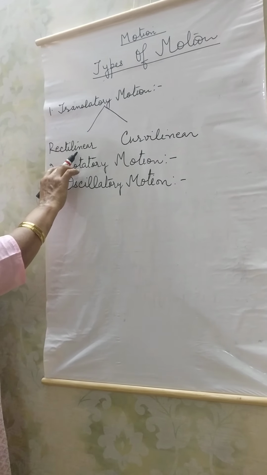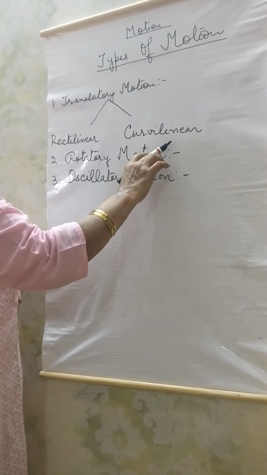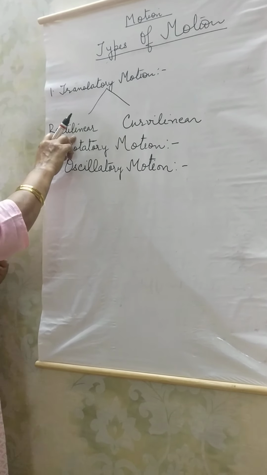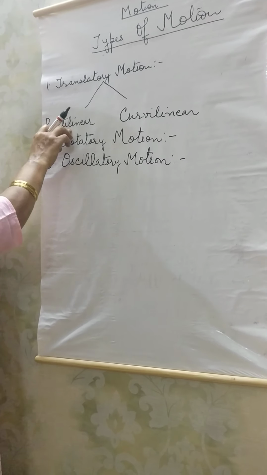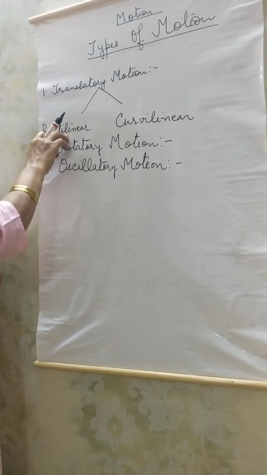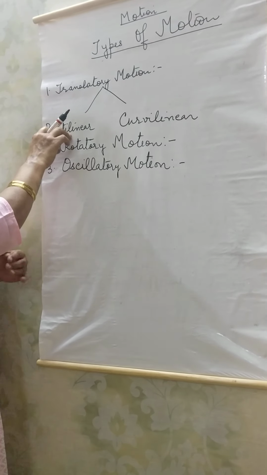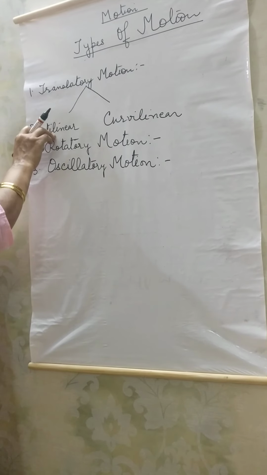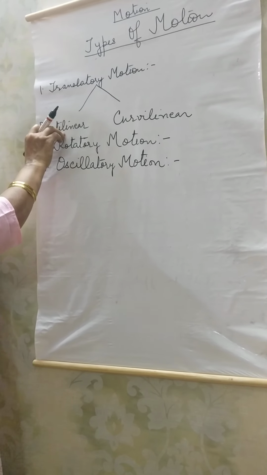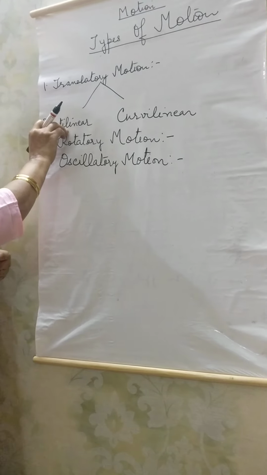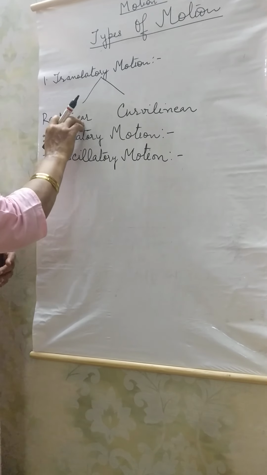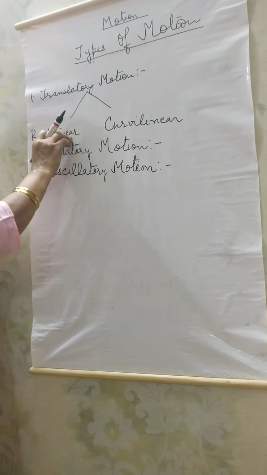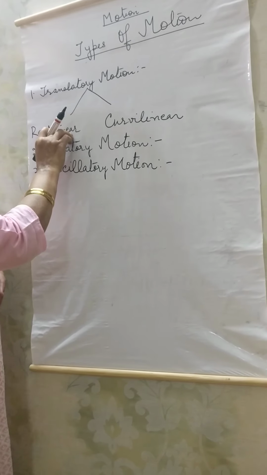First one is rectilinear motion and another is curvilinear motion. Rectilinear motion means when an object travels on a straight path. For example, light traveling in a straight line. You have learnt in the chapter light that this phenomenon is known as rectilinear propagation of light. A child sliding from the slide, a fruit falling from the tree. These are some examples of rectilinear motion.